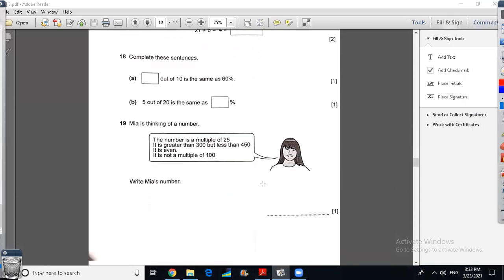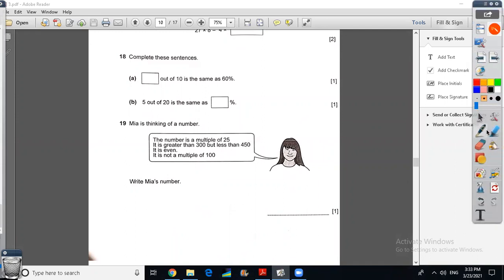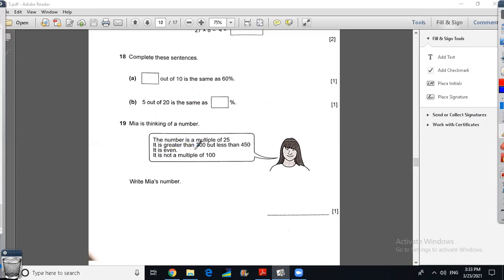The number is a multiple of 25. Her number is a multiple of 25. It is between 300 and 450. It's greater than 300 and less than 450, so it's between them. It is even. Mr., it's a multiple of 25, so it might be 325. No, they said greater than 300. Yes, greater than 300. A multiple of 25, 325, but it's not even. So I cannot take it.